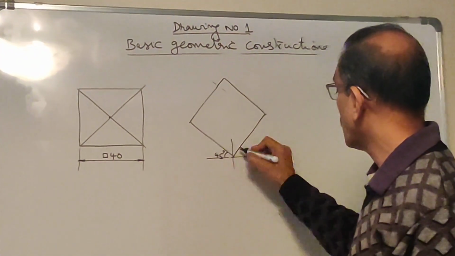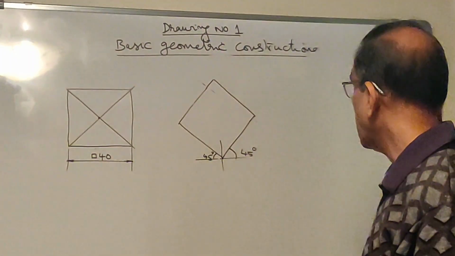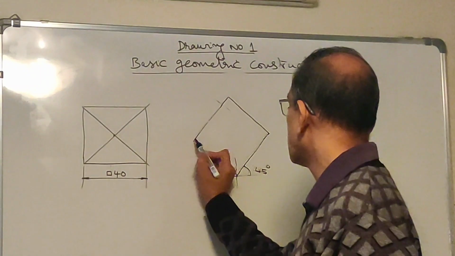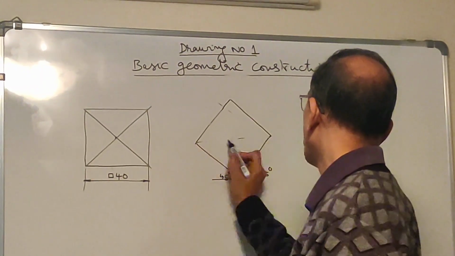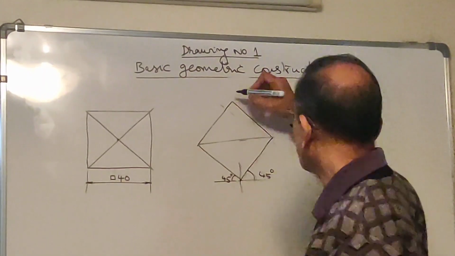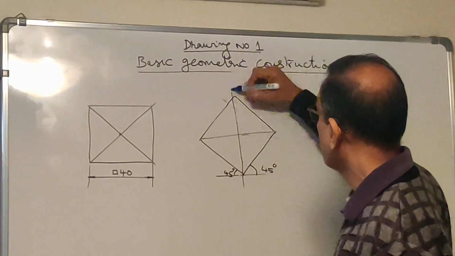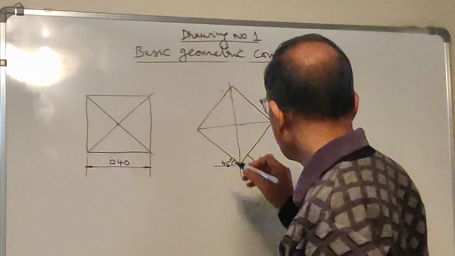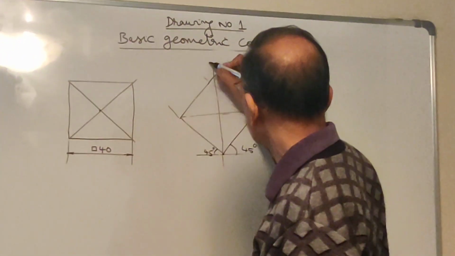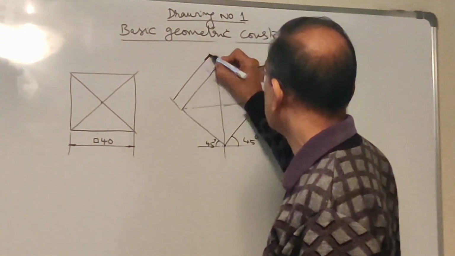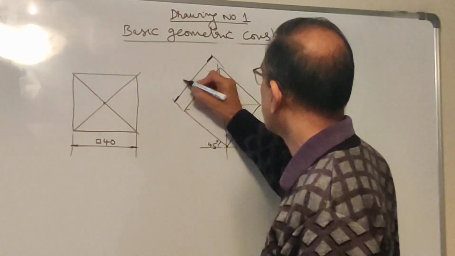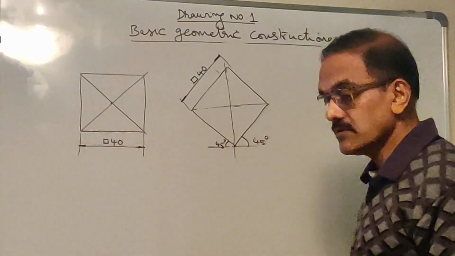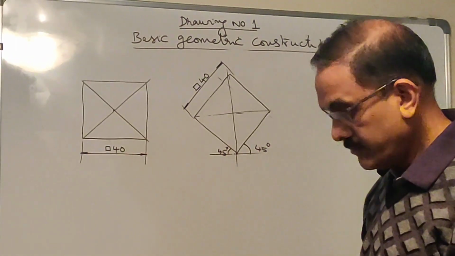So this is how you complete this square. So anywhere when you measure the angle at any corner, it should be 90 degrees. Now when you draw the diagonals, one will be horizontal, the other will be vertical. Okay. Now dimensioning you can do for any one edge. Square 40. That's it.